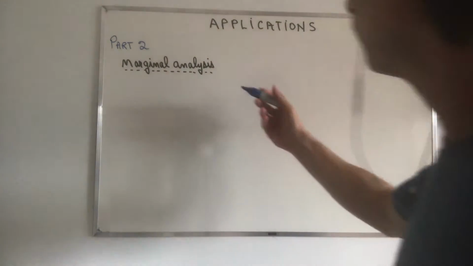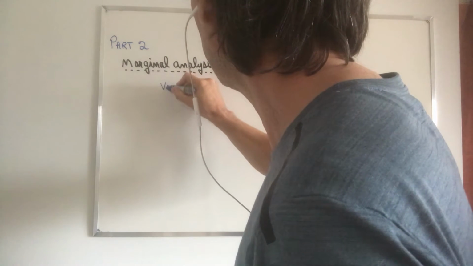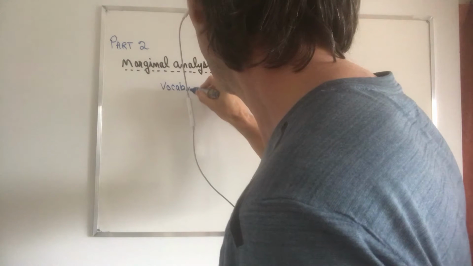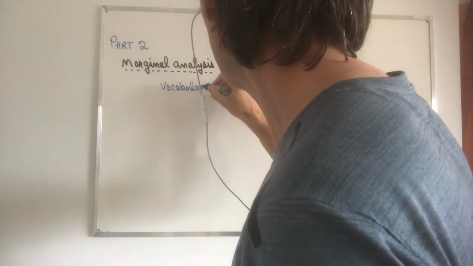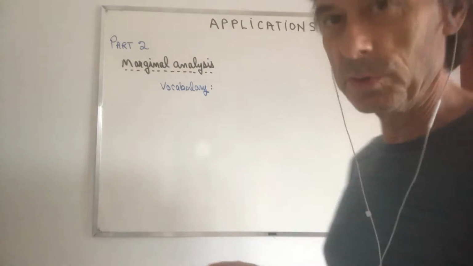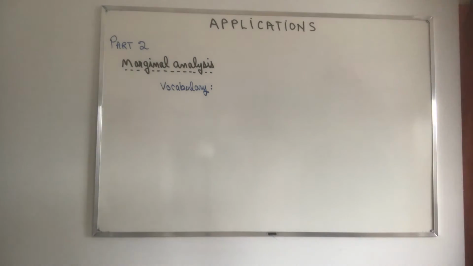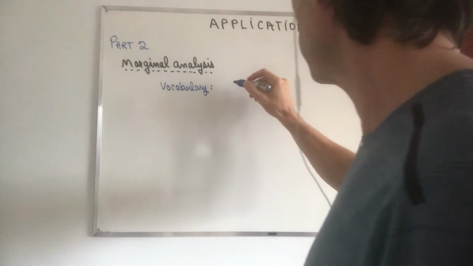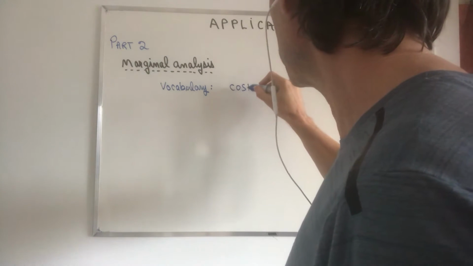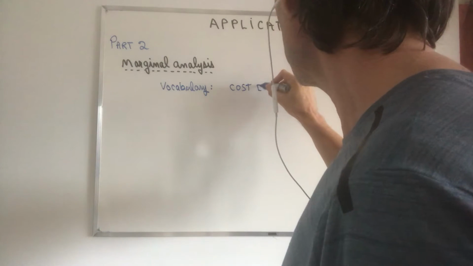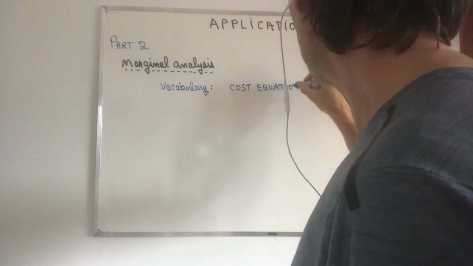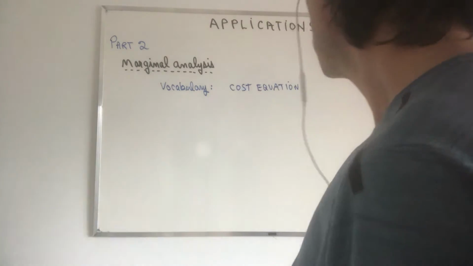Let's talk about vocabulary in this section. So the terms that we are going to basically need in order to pursue our study of this. We have different variables in here. We have something that we call a cost equation, which is actually made of two things.